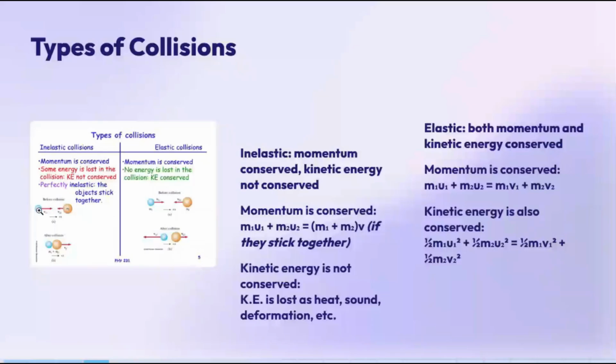Then at the end, both of them, this one stuck to this one, this one glued to this one, and both of them started moving in one direction. That is an example of inelastic collision. That is, the final velocity of both of the objects now became the same.